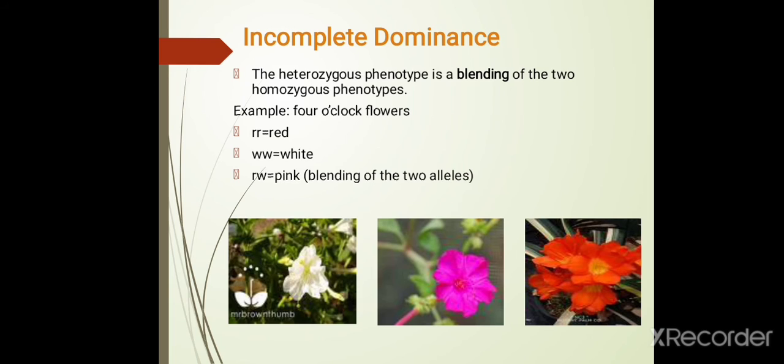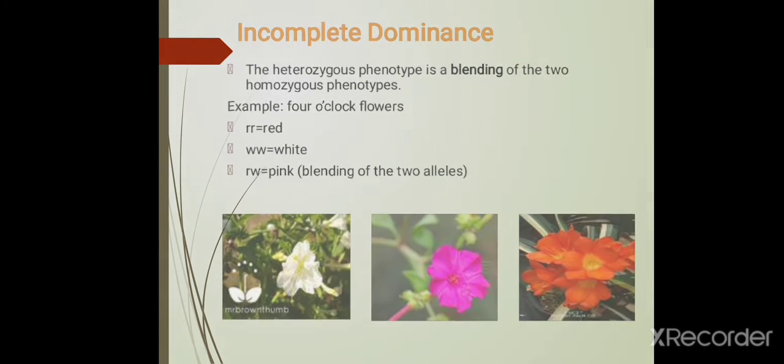As you can see, we have here the white flower and the red flower, and when we combine them, it blends into a pink flower. That's the incomplete dominance. One allele is not completely dominant over another. So, what is the difference between this and codominance?